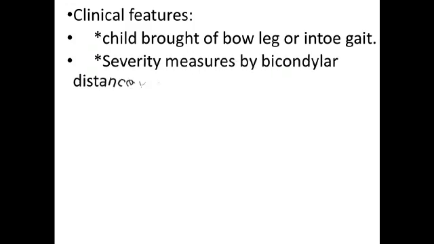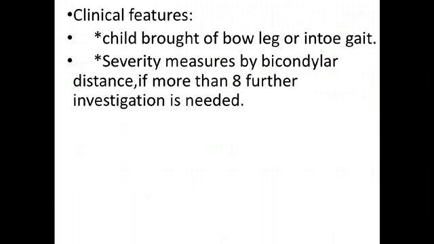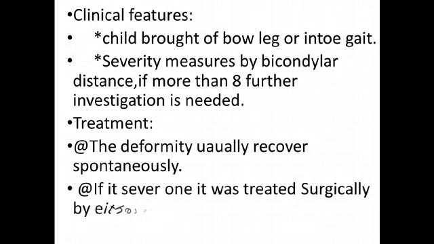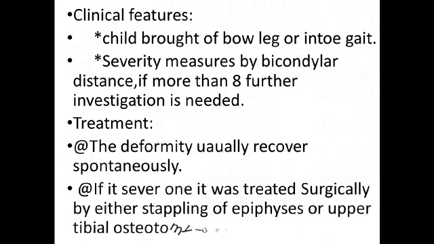Clinical feature: the child is brought with bow leg or an abnormal gait. Severity is measured by the bicondylar distance. If more than 8 cm, further investigation is needed. Treatment: the deformity usually recovers spontaneously. If it is severe, it is treated surgically by either stapling of the epiphysis or upper tibial osteotomy in adults.